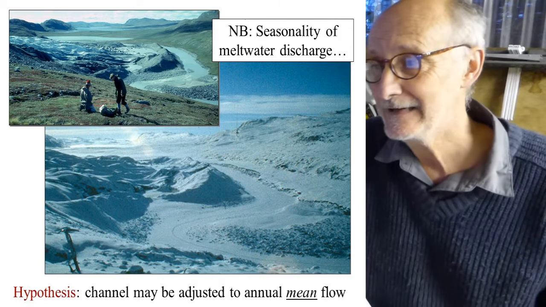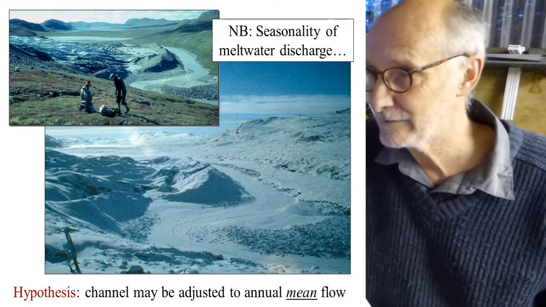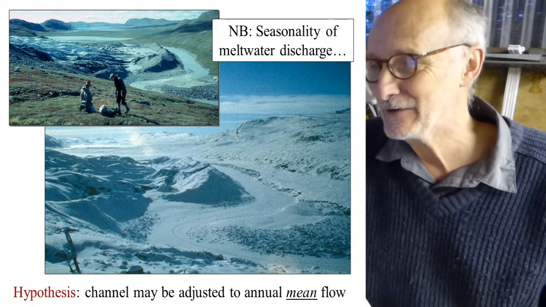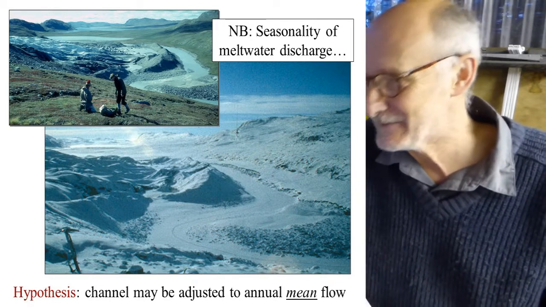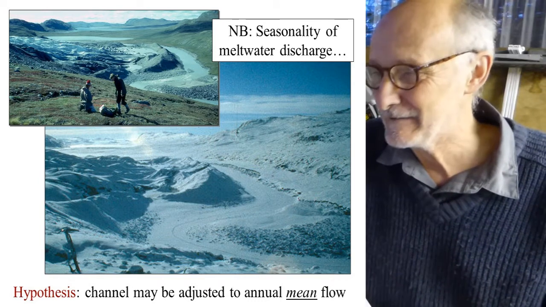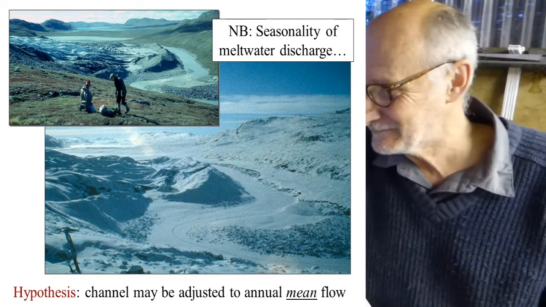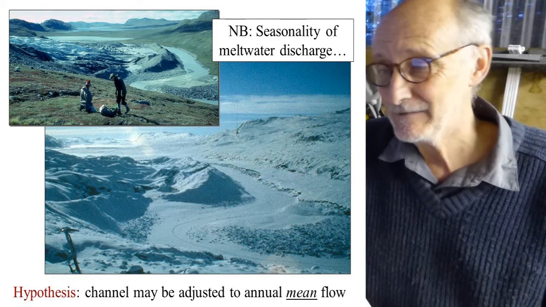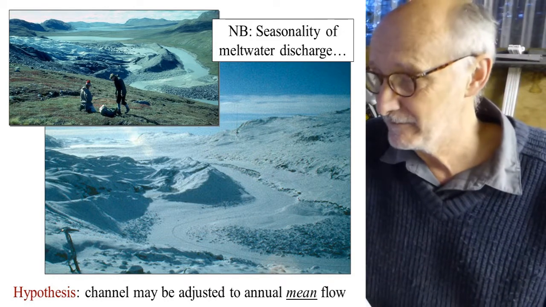You could say, yep, there's big seasonality in the discharge of meltwater. In these two photos, one there in the summer when there's lots of water in the background, and one in the winter when there's no water in the background. Temperature there was about -30, the river's frozen over, the lake's frozen over, there's no moving water anywhere around. So maybe the channel is adjusted to the seasonal maximum flow.